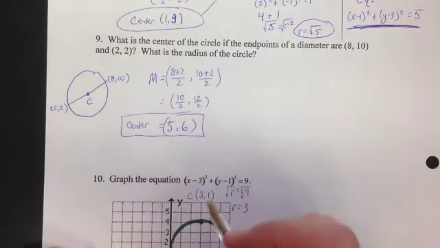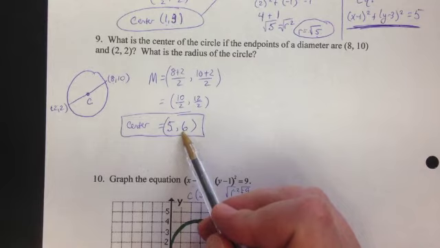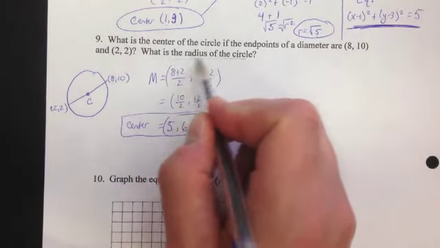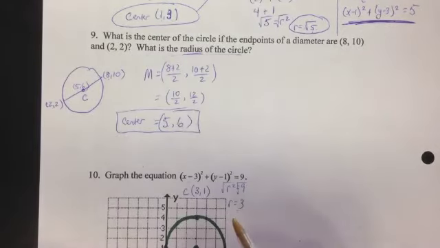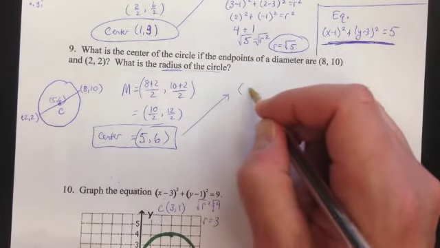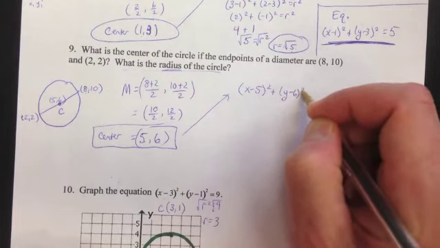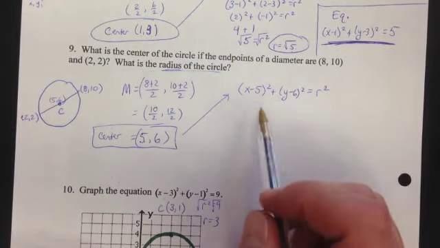When you do midpoint formula, it's always going to be an ordered pair, (x, y). So you don't add these, you don't combine these, you just leave them as something, something. There's the center. They also ask, what is the radius of the circle? Well, now that you know the center, we can figure out the radius. Let's use the equation. Right now the equation would be (x minus 5) squared plus (y minus 6) squared equals r squared because we don't know the radius.